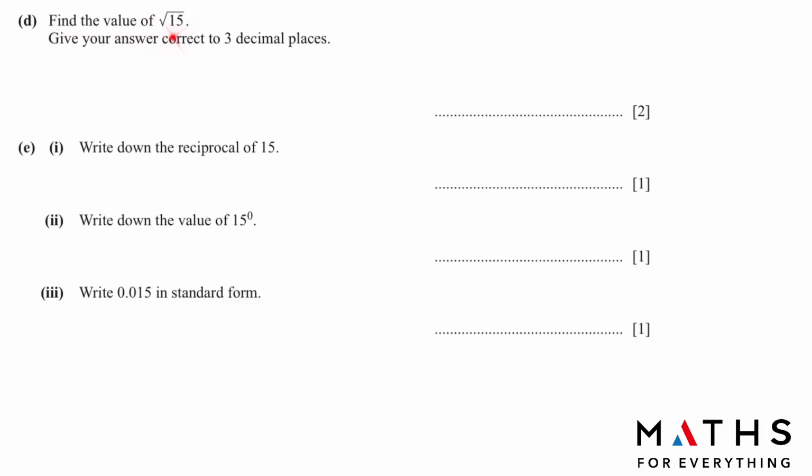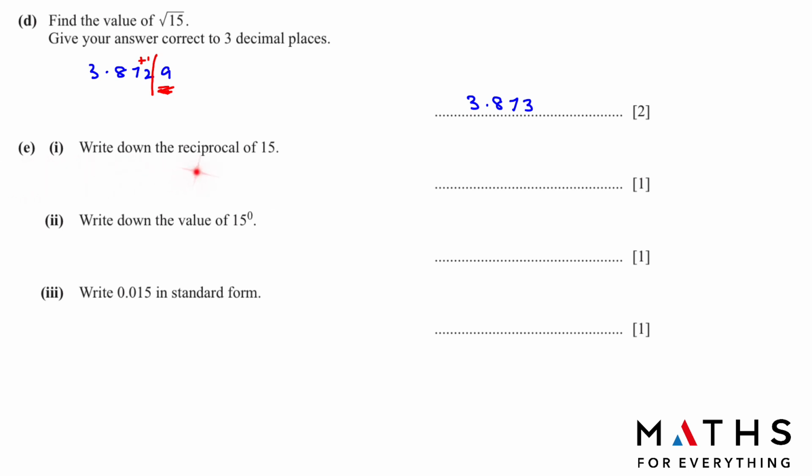Find the value of square root 15. Give your answer correct to 3 decimal places. Put this in the calculator and we will get the answer 3.8729. We want till 3 decimal places, so we wrote 4 decimal places. This is the 4th decimal place. If this number here is 5 or more, you have to add 1 to the number before it. So what are we going to get? 3.873.